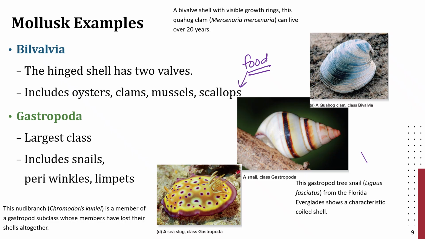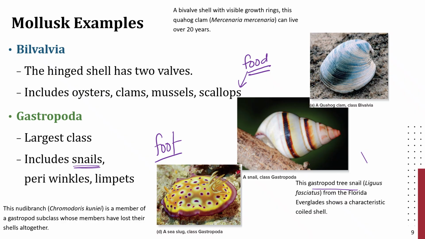And then we've got the gastropods. So the gastropods are the largest class. These are going to include our snails and sea slugs and things like that. So these are the ones that have the foot that is going to help them move around in their environment. So we've got a snail here, a tree snail. We've got a sea slug on the bottom.